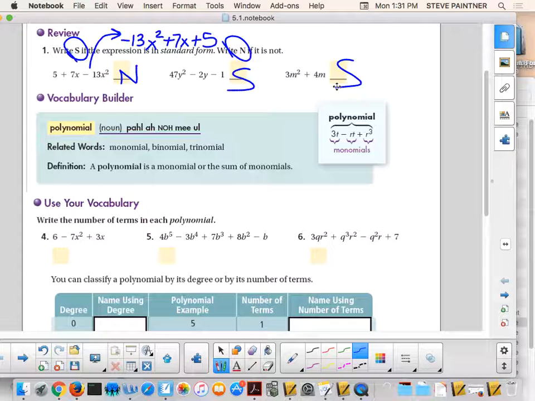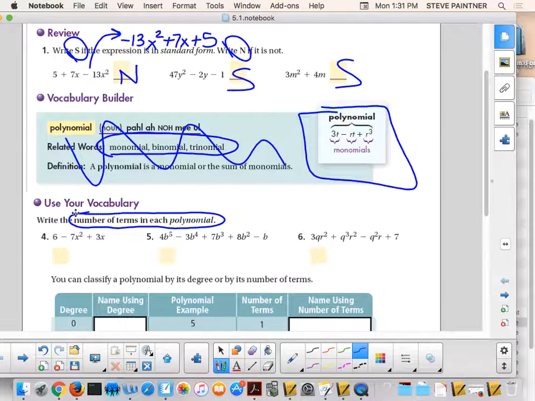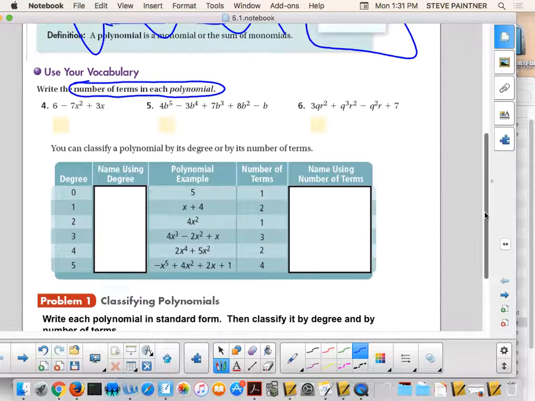Okay, then they talk about polynomials, and they describe their polynomials differently than me, so let's just not worry about this. All they're saying is a polynomial is made up of a bunch of what? Monomials. If you add or subtract them, you get a polynomial. That's all they said. Then they talked a little bit here about mono, bi, and tri. Okay, but they didn't say anything, so let's just keep moving. These three problems, they want you to write the number of terms in each polynomial. So just count. Are there 6 terms? 2 terms? Whatever. This should take you 10 seconds.